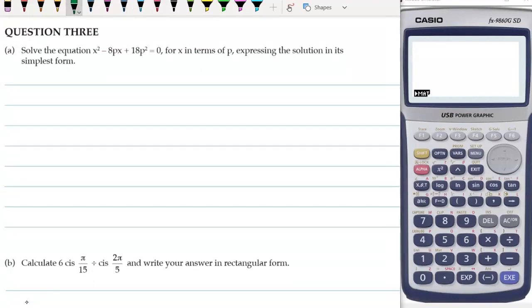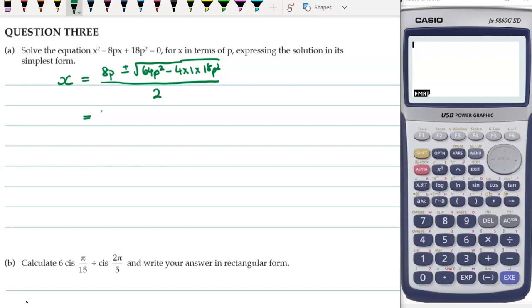Okay, for question 3, we're solving this quadratic, so I'm going to head to quadratic formula because that's what most people are comfortable with. You could also do completing the square. Right, so x is equal to minus b, which will be, sorry, just the b, 8p plus or minus the square root of b squared, which will be 64p squared, minus 4 times a times c, all over 2a.